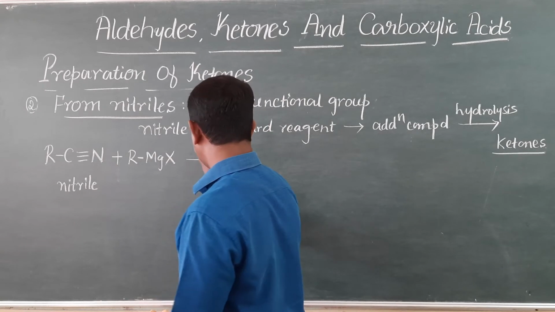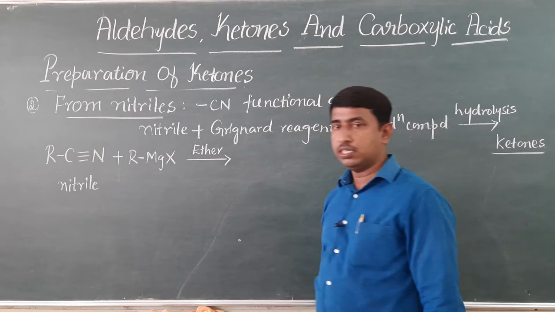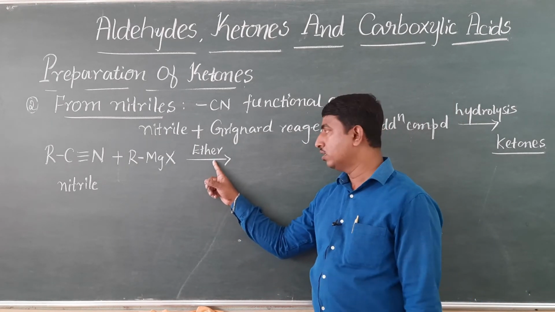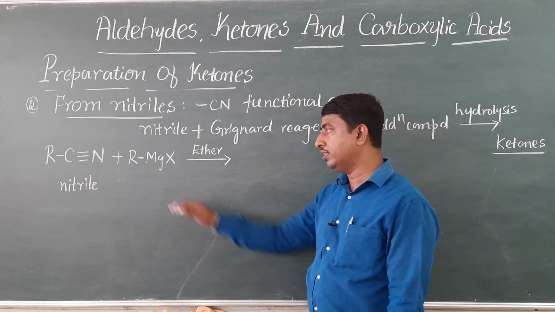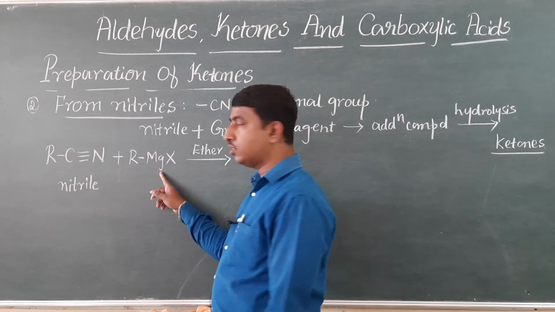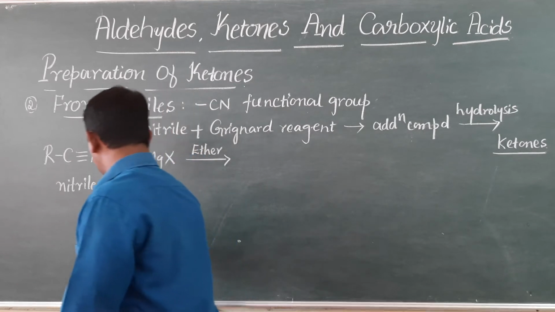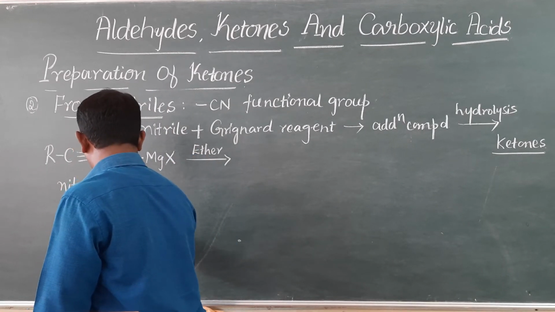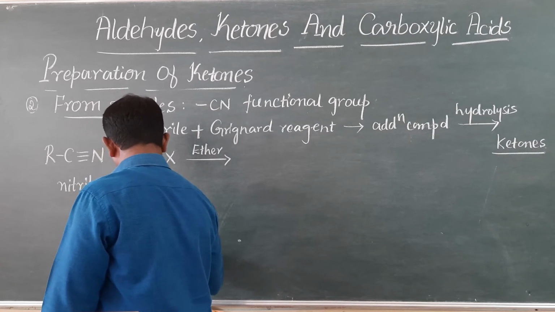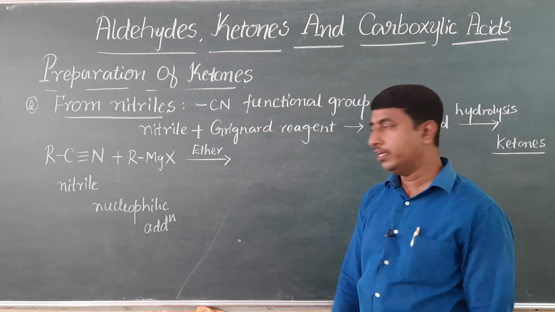The reaction takes place in the presence of ether. For Grignard reagent reactions, it is very necessary to write the solvent, that is ether. Grignard reagent reactions occur in ether medium. So nitrile reacts with Grignard reagent in the presence of ether. Here nucleophilic addition occurs.